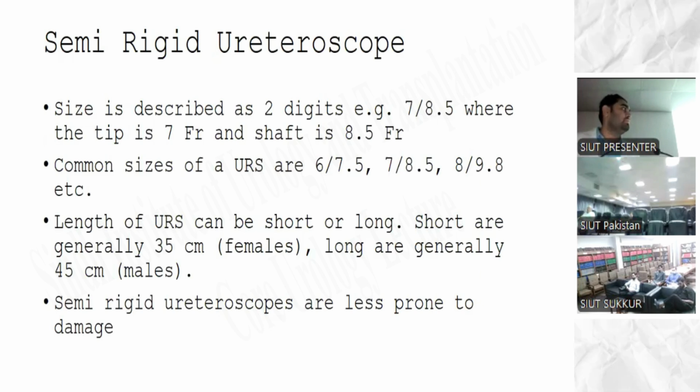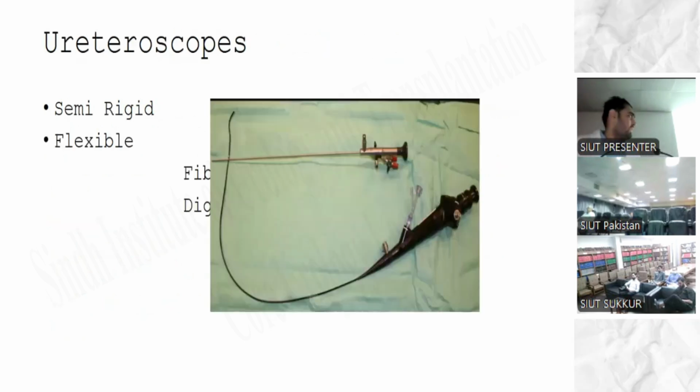URS is described in 2 numbers, unlike the cystoscopes. Every URS has an oblique between the 2 numbers: 7 oblique 8.5, 6 oblique 7.5. They come in different lengths as well, as Bilal has just mentioned. No URS has a tip size larger than 7 to 8 FR. The shaft is obviously larger, broader and wider. For example, if it is 6/7.5, that means the size of the tip is 6 FR. It increases proximally, from distal to proximal, to 7.5, right?